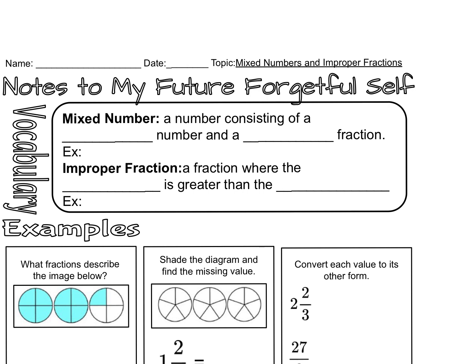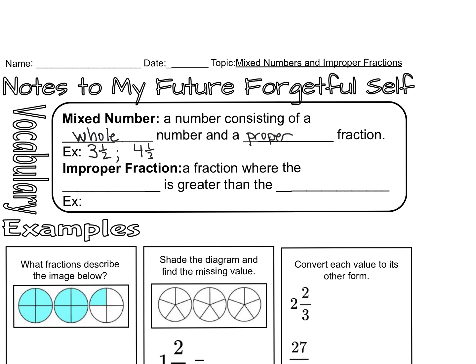So a mixed number, as a review, is a number consisting of a whole number and a proper fraction. So for example, 3½ would be considered a mixed number. You could have 4 1/3, right? So anything that has a whole number written with a proper fraction.